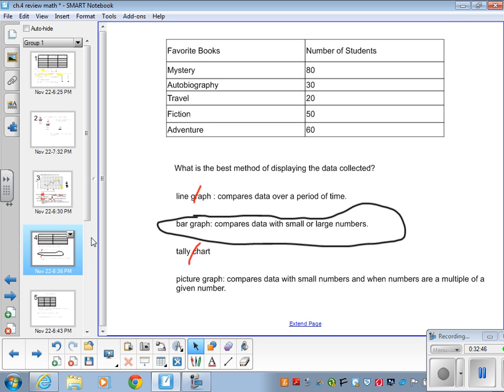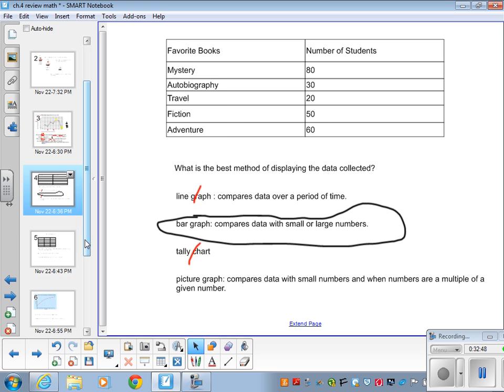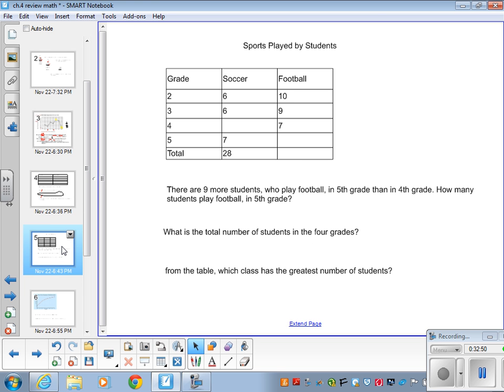All right, next question. Here we go. Here's another table, but I noticed that there's spaces that aren't completed yet. I think one of the questions is going to ask me to find these answers. Let me look over this table first. I see it's sports played by students. We have grade, 2nd, 3rd, 4th, 5th, and total. We have soccer and football.